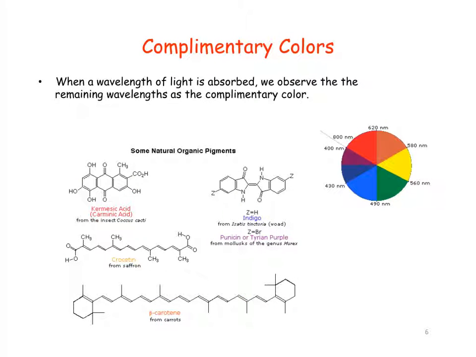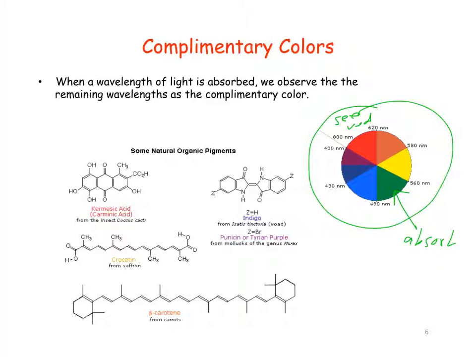So we can use this color wheel over here. What happens is if we absorb one wavelength, we see the complementary color. So for example, if we see something that's red, it means that it's absorbing something over here in the green. So we observe the remaining wavelengths as the complementary color.